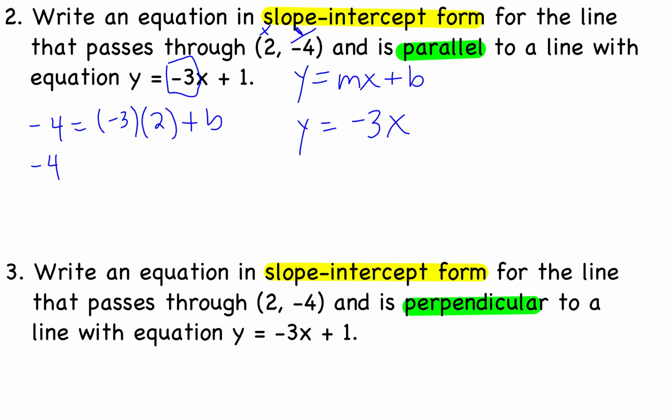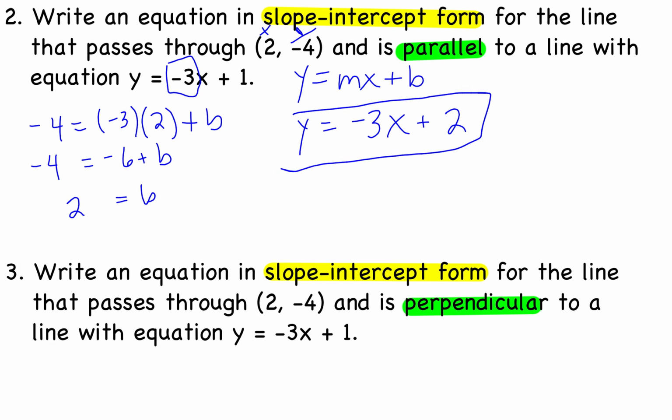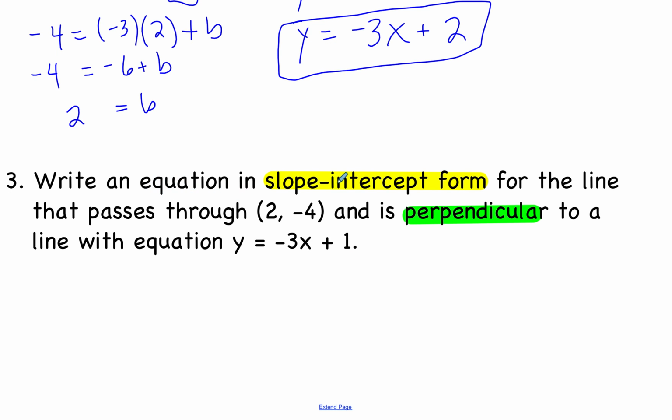Well, when we simplify this, we get -4 equals -6 plus b. And then adding 6 to both sides, we end up with b equal to +2. So up here, we can finish our equation. We have y equals mx and then plus b. So that is the complete equation of the line that goes through the point 2, -4, parallel to the opposite line. All right, number 3, write an equation in slope-intercept form.